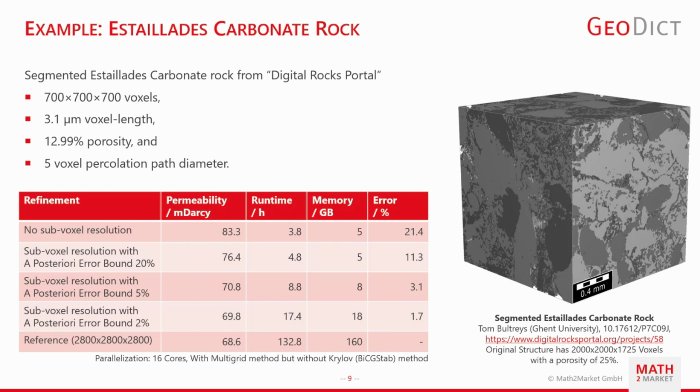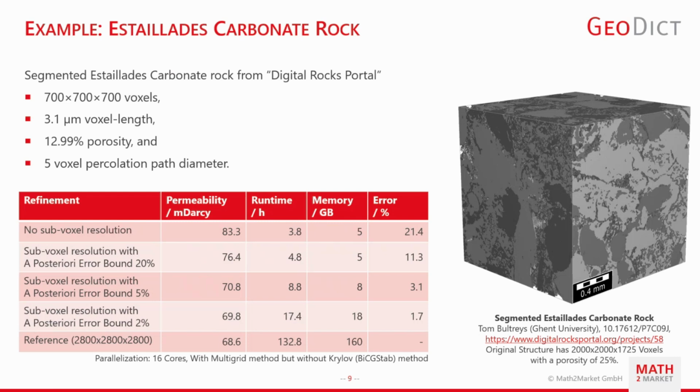Here we did a similar experiment. We varied the error bound, and we computed the permeability. And what we also did here, we resolved the structure with a lot of voxels. On the bottom table, you see a reference where we increased the resolution with a rescaling feature in GeoDict and used a regular grid to compute a reference solution.